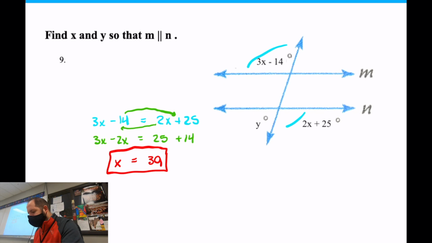Okay, so thank you for those volunteers. Very nicely done so far. Hopefully that made sense to you. The alternate exteriors are equal.